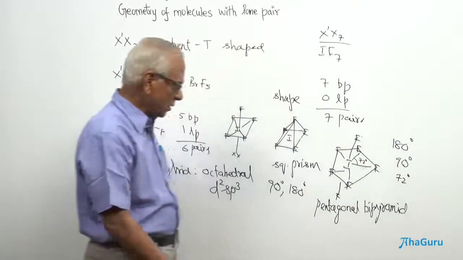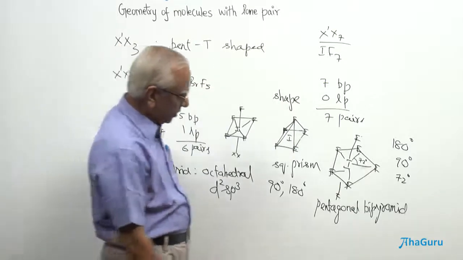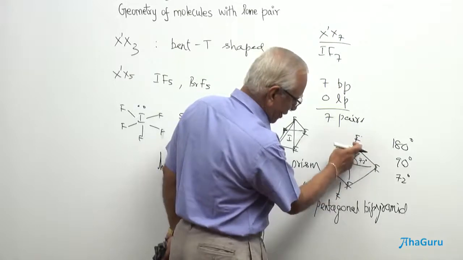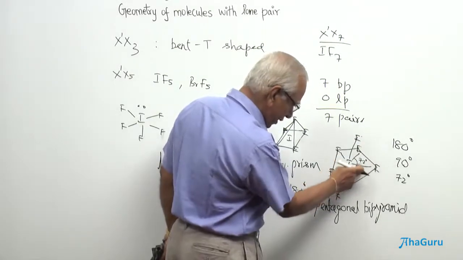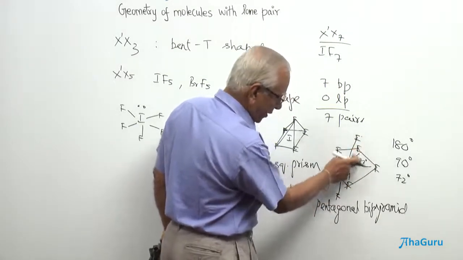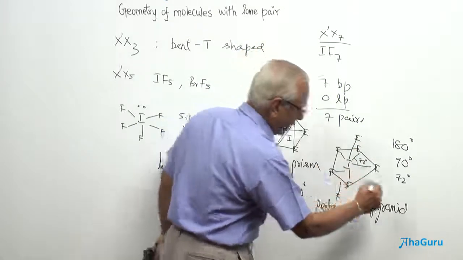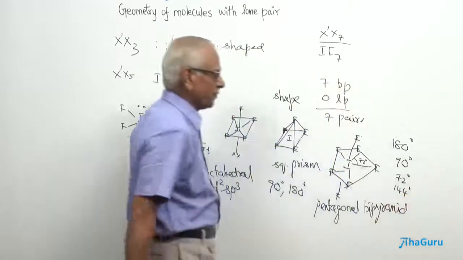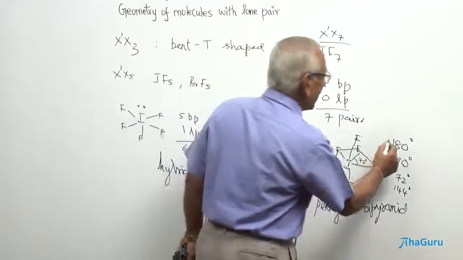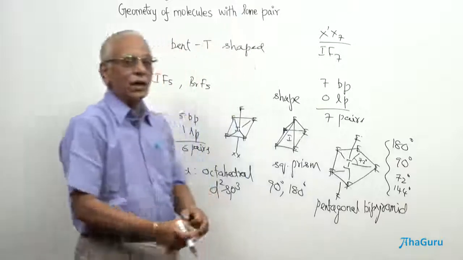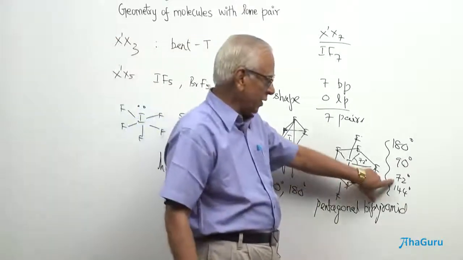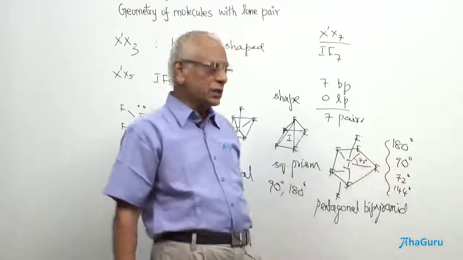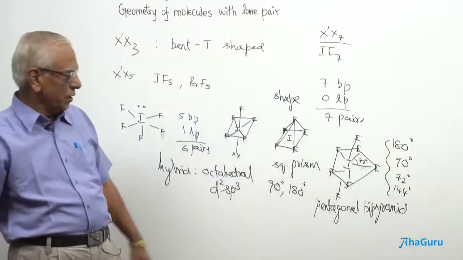Is that all? See here, you have got one more alternate. The bond angle between these two is 72. The bond angle between these two is 72. So, the bond angle between these two alternate fluorine is going to be 2 into 72, 144. Therefore, the different bond angles in increasing order are 72, 90, 144 and 180. That is one repeatedly asked question regarding this.